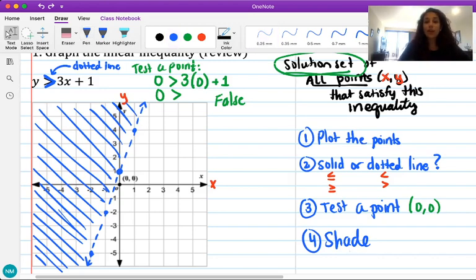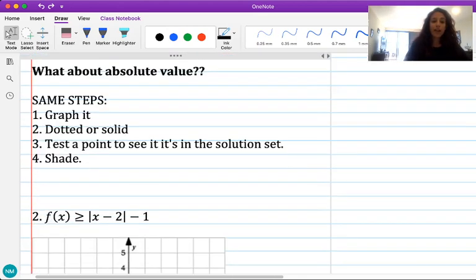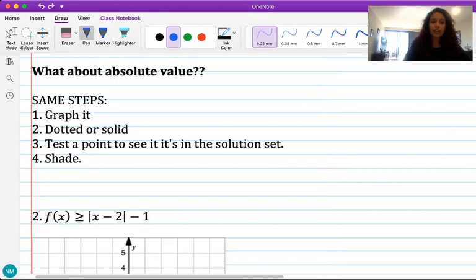So let's look at what that would look like if it was an absolute value equation. Same steps. Graph it or plot the points. Let's write it like that. Plot the points. Dotted or solid. Test a point to see if it's in the solution set. Shade. Okay, so let's do it.